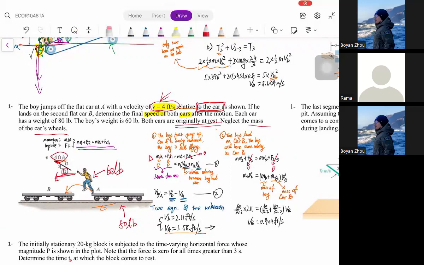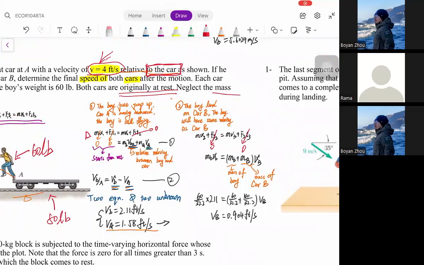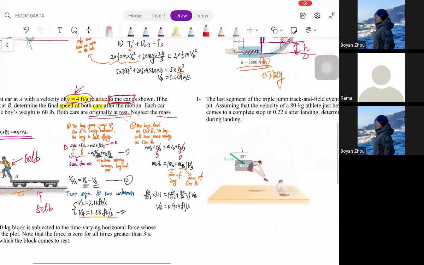Then the second scenario is the boy just landed on the car. When they actually land, the speed of the boy and the speed of the car are going to be the same because he's standing on the car. Then just use the equation again to find the final velocity. That's it.